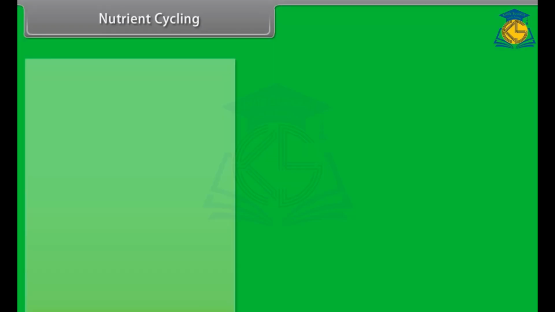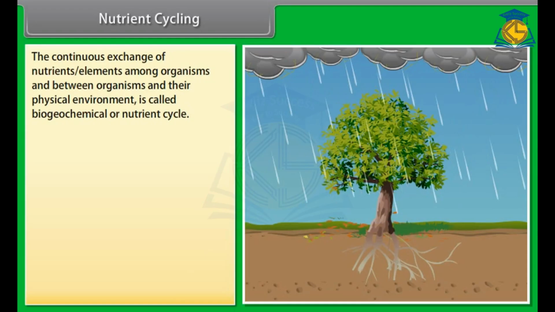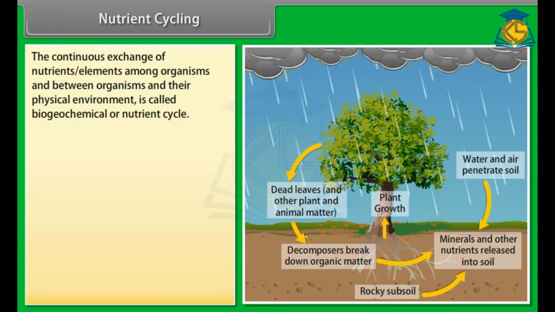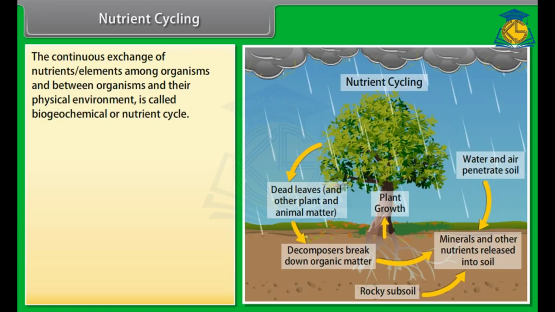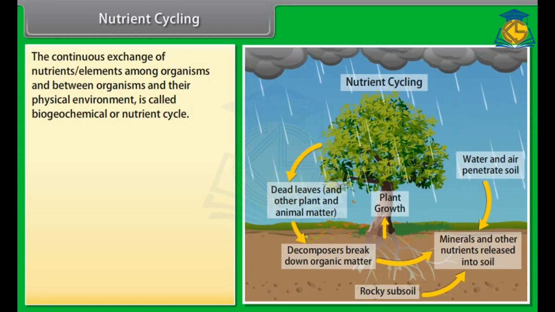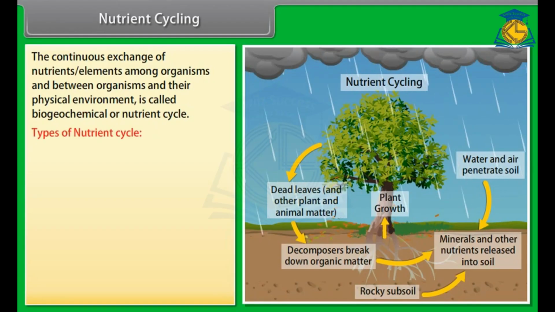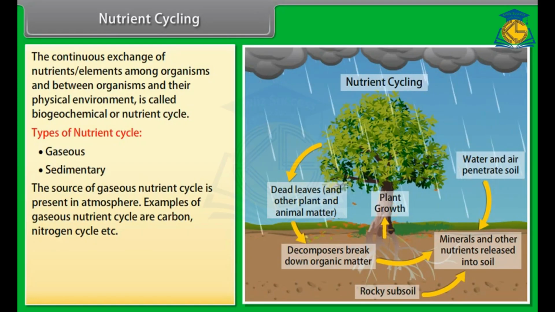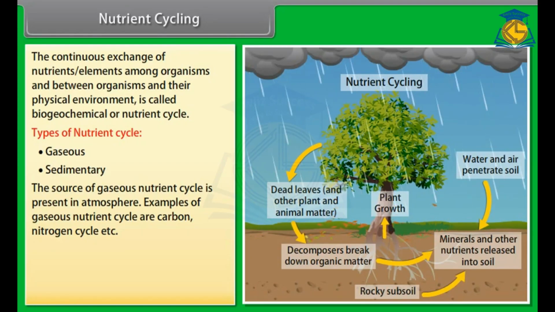Nutrient cycle. The continuous exchange of nutrients and elements among organisms and between organisms and their physical environment is called a biogeochemical or nutrient cycle. Types of nutrient cycle: gaseous and sedimentary. The source of the gaseous nutrient cycle is present in the atmosphere. Examples of gaseous nutrient cycle are the carbon and nitrogen cycles, etc.